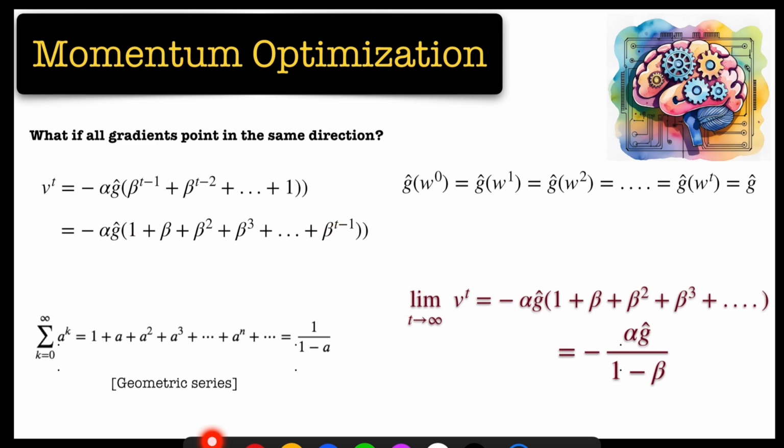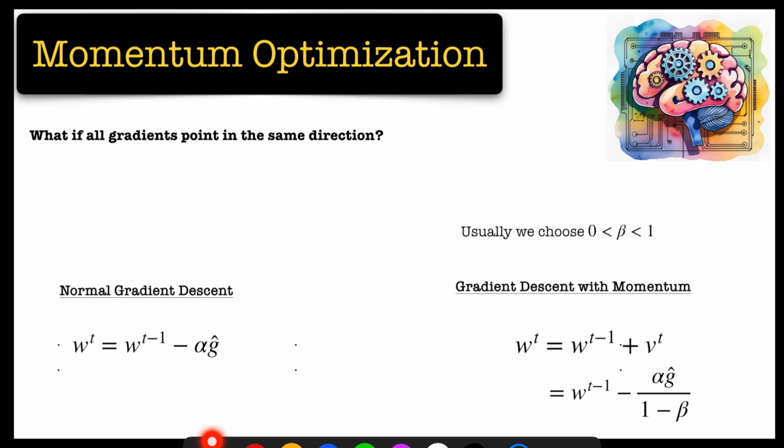So if we compute the limit of this Vt, now why are we calculating the limit of this Vt? Because we want to understand the maximum possible velocity, right? So that's why we are taking the limit of Vt when t tends to infinity. So this will be minus alpha G hat divided by 1 minus beta, because that is the geometric series form. So this is how we got this simply.